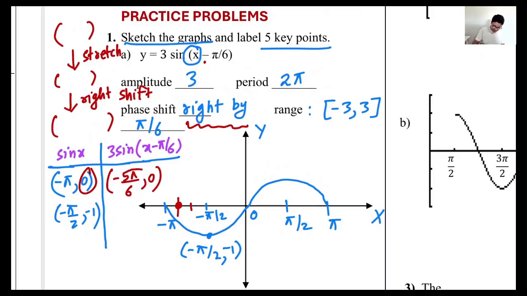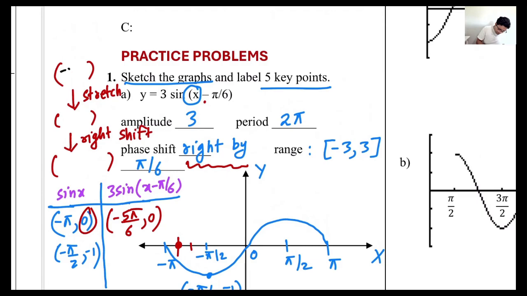Find its image in the new graph. So here, minus pi over 2 minus 1, you stretch by how many times? 3 times. Okay, the stretch factor is 3. And when you do that, this will be minus pi over 2 minus 3.